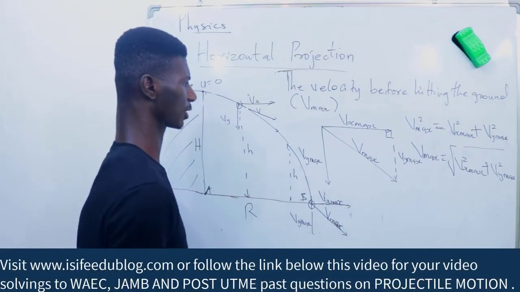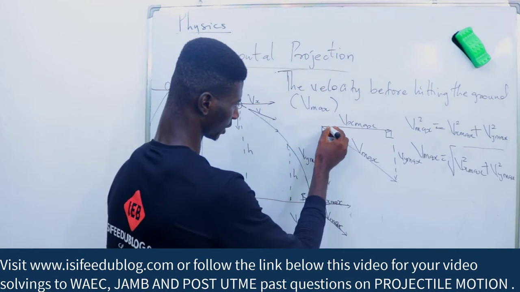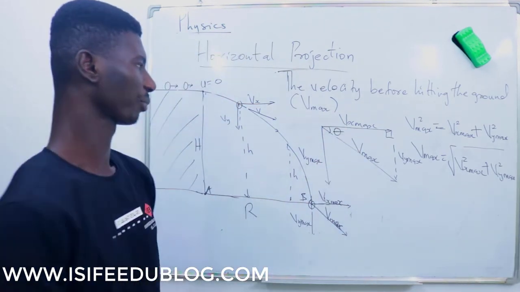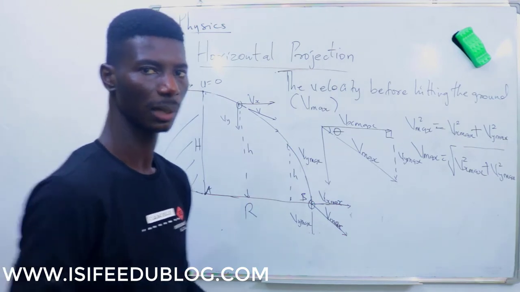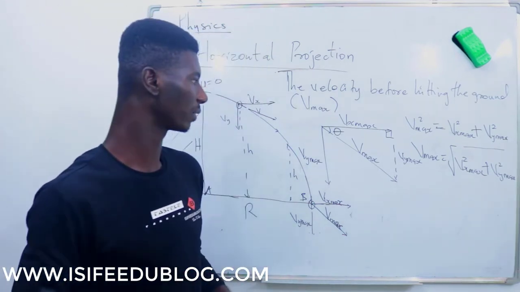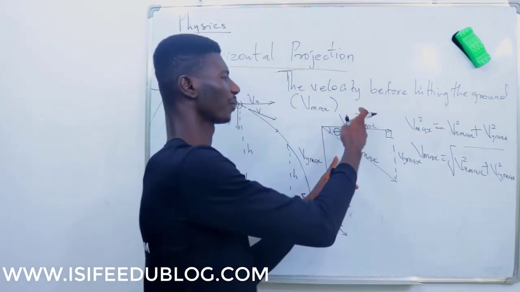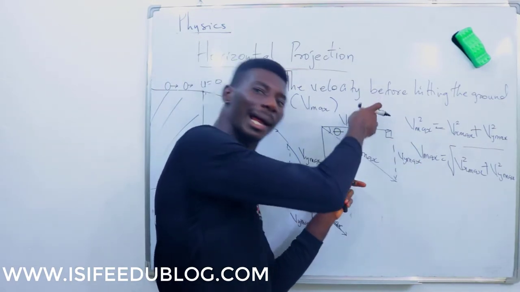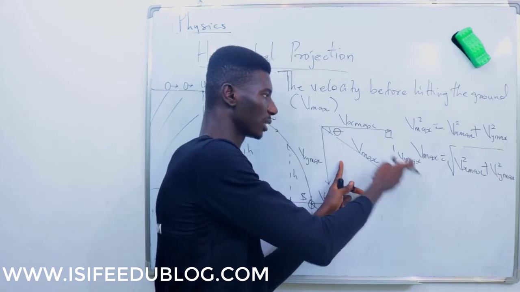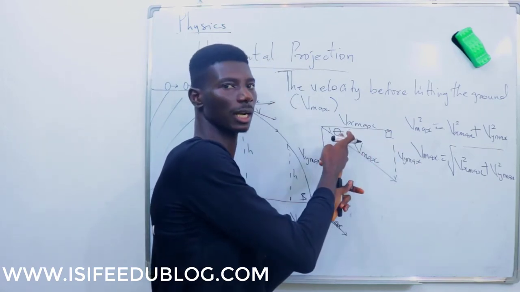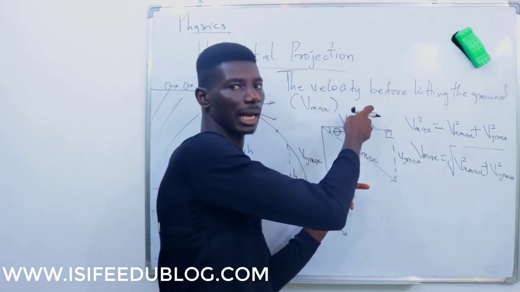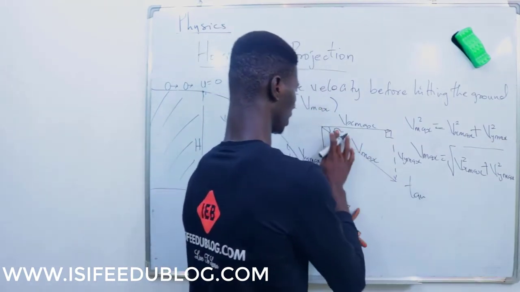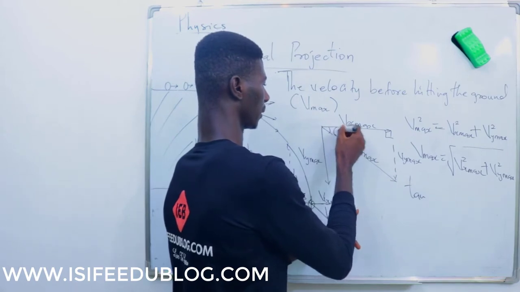Another thing they can ask you is the direction of the velocity before hitting the ground, which is theta. How do you solve this? We have opposite, adjacent. Opposite, the side facing the angle, is the opposite. You have opposite, adjacent, so we are making use of tan. Therefore, tan, let's change this to phi.